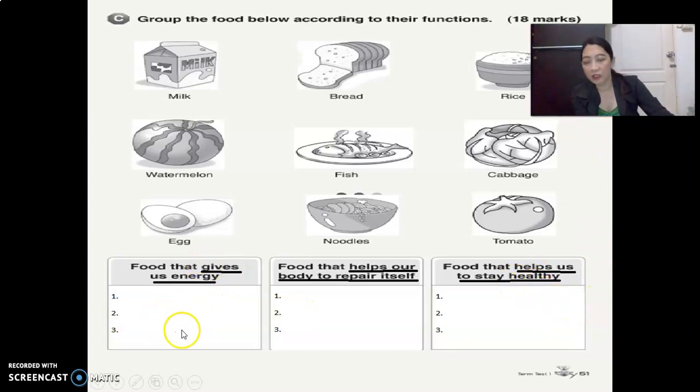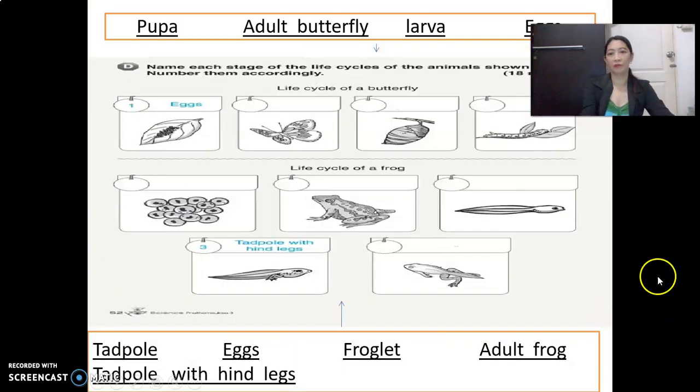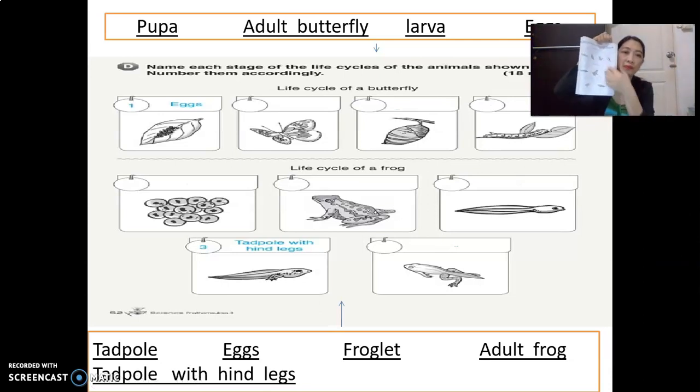Again, give us energy. Which are the foods that give us energy? Food that helps our body to repair itself or helps us to grow. Which food helps us to stay healthy, for beautiful skin? Page 51. Page 52.